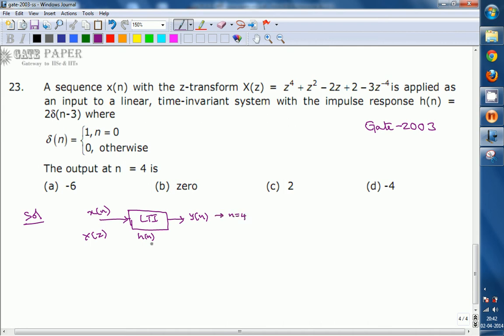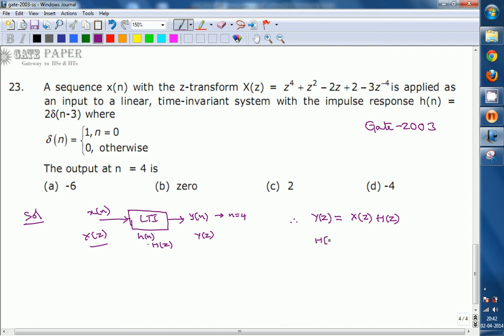So by applying the z transform for the whole system, X(z) is the input, H(z) indicates the transfer function of the system, and Y(z) is the z transform of the output. Then we know that the output is obtained as Y(z) equals the multiplication of X(z) and H(z).